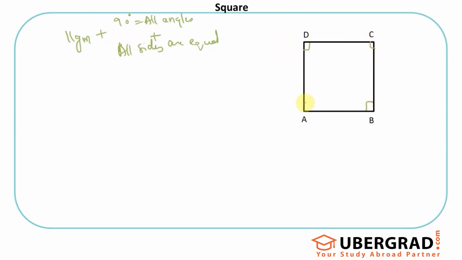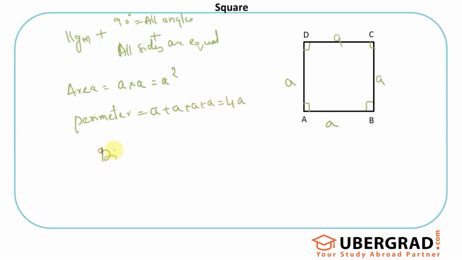Instead of L and B, what do we see? We actually see the sides denoted by A. That's all the sides are equal. Area is A into A, A square. Perimeter is A plus A plus A plus A. That's 4A. Diagonal length, square root of A square plus A square, that will be root 2A.